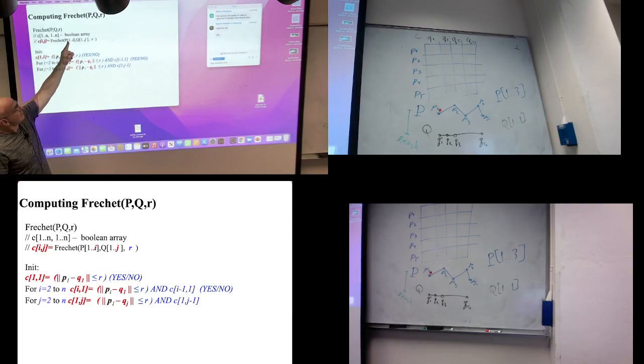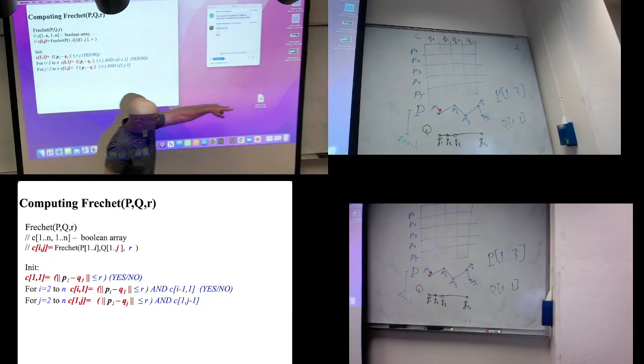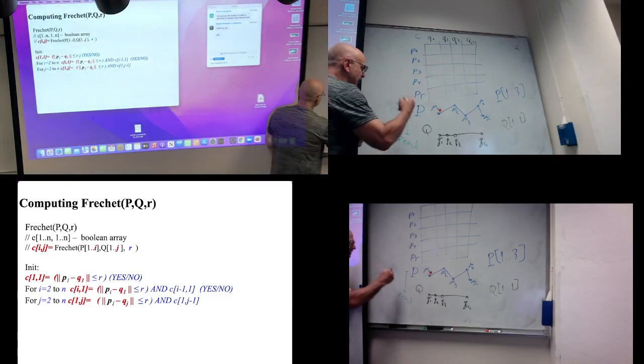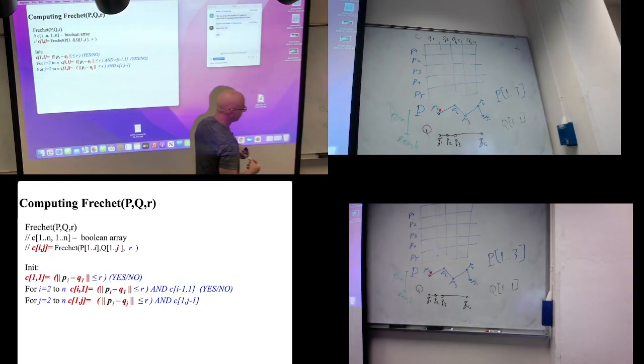Let's look at the Fréchet distance between P11 and Q11 with R. R here is, what do you think it is? I think that it's about 12 centimeters. Let's say that that's 12 centimeters. What do I do here? What do you think P11 should be?